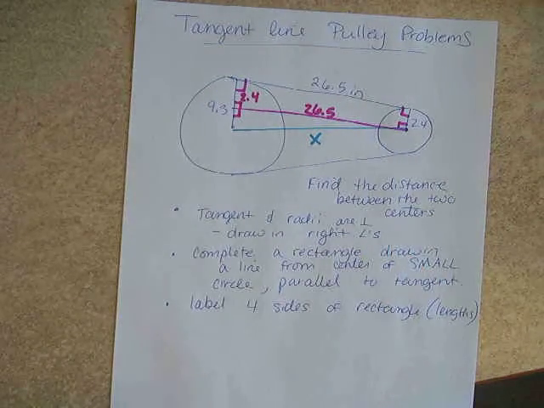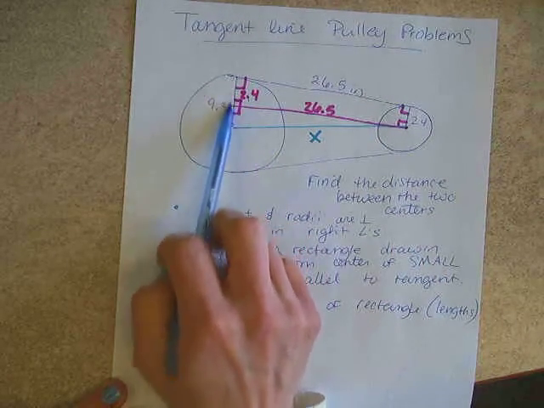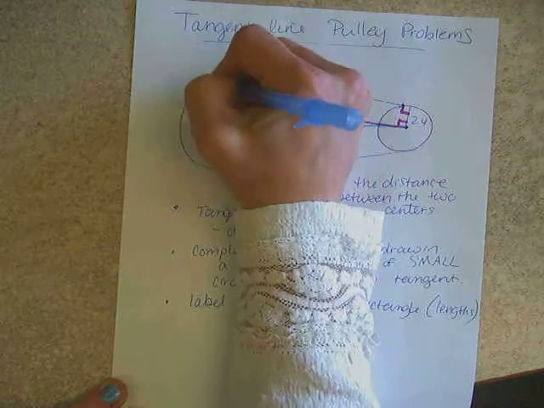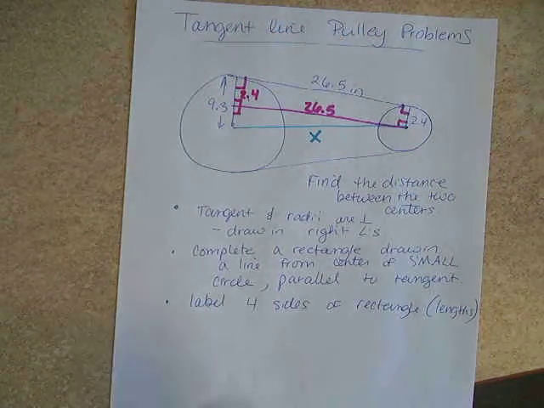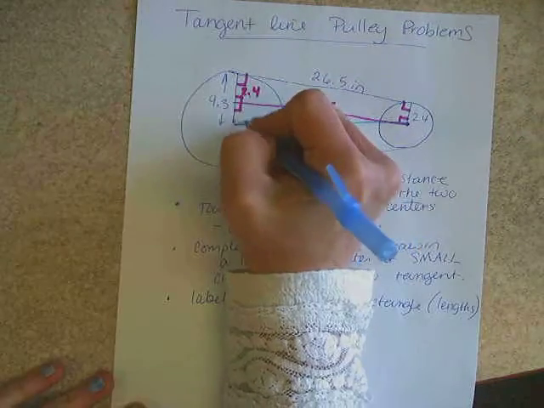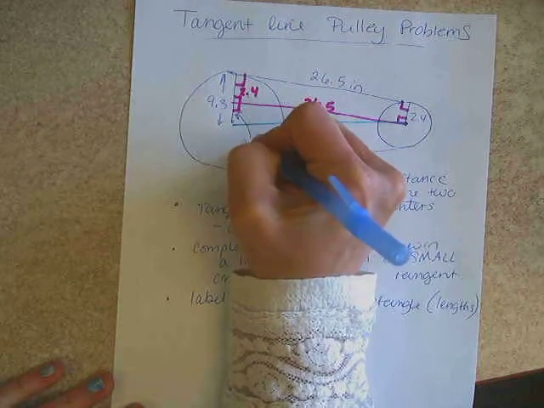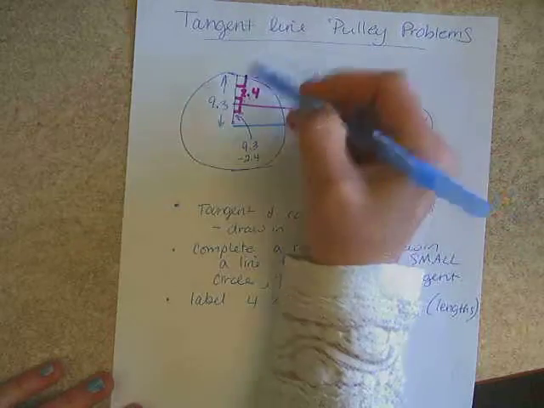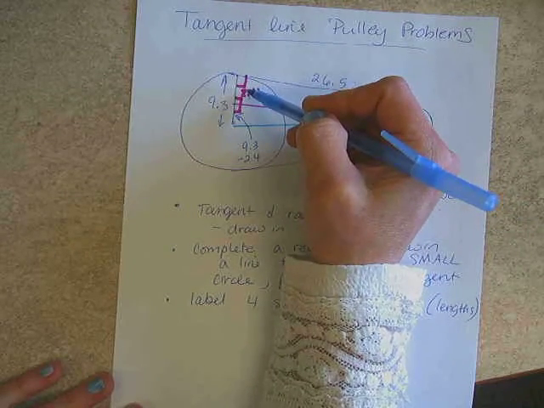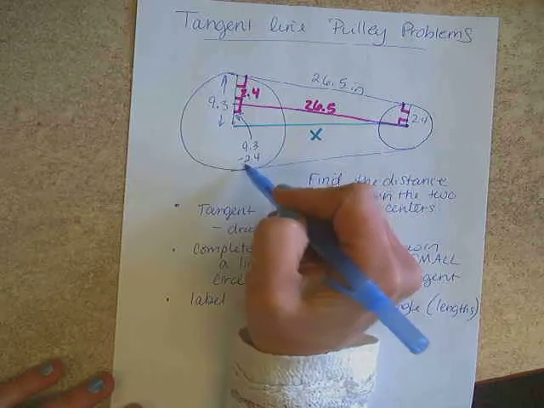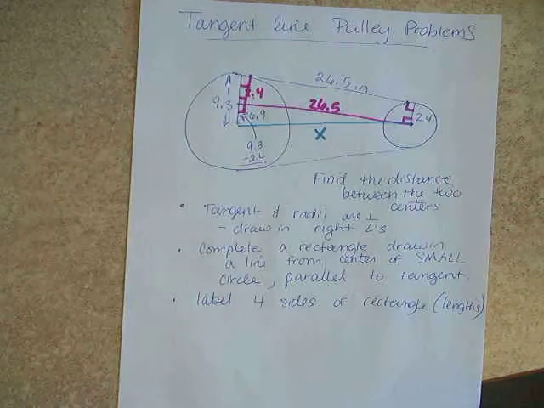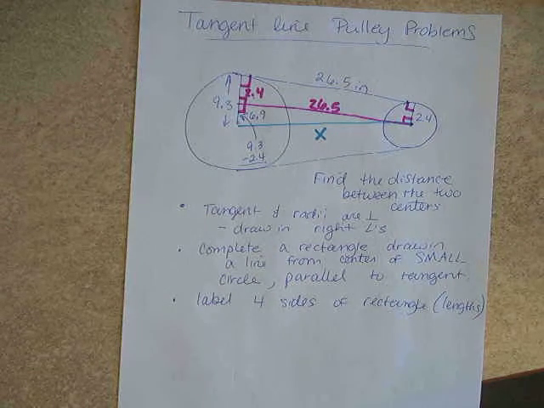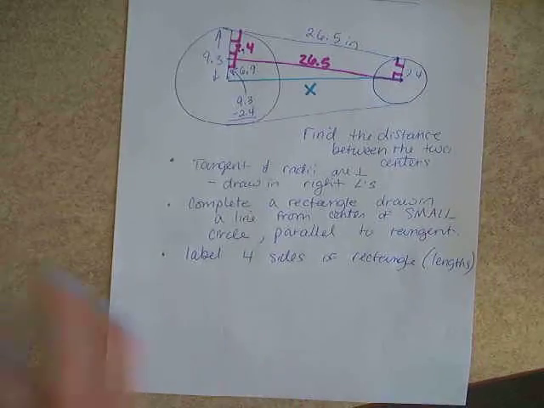Now, why am I going through all of this trouble when I'm looking for x and not something on the rectangle? Because now that I know that this is 2.4, I know that the whole radius is 9.3. This piece right here is the whole radius minus that piece, right? So 9.3 minus 2.4 makes this piece 6.9.